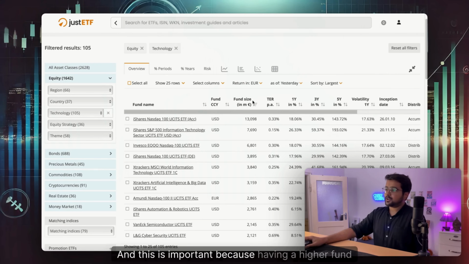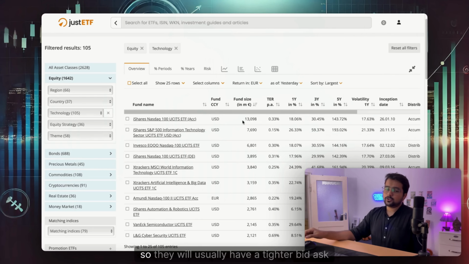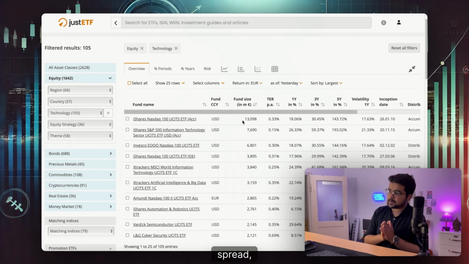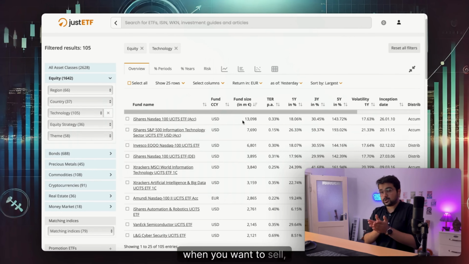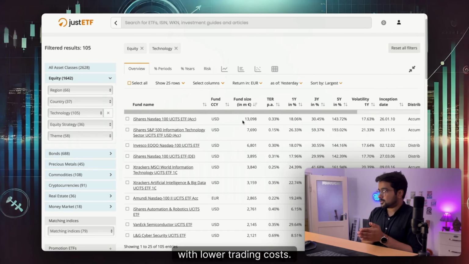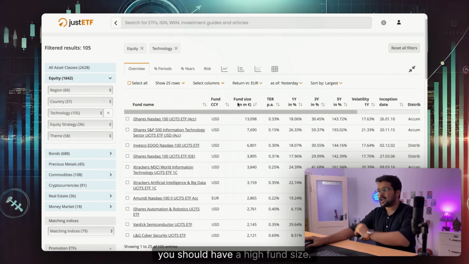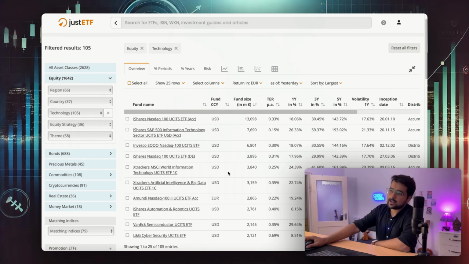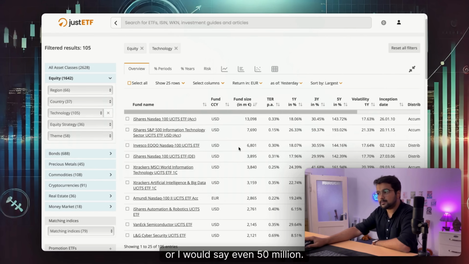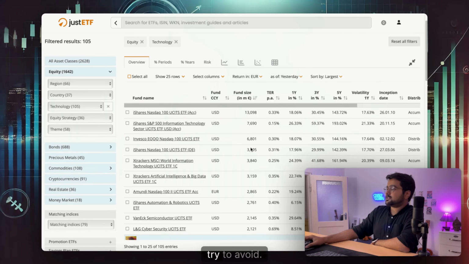And this is important because having a higher fund size means that the ETF has more liquidity. So they will usually have a tighter bid-ask spread, which means it is easier for you to sell the ETFs when the time comes when you want to sell, with lower trading costs. So keep in mind that you should have a high fund size. Here we see the first ones have 13 billion, 7 billion, 6 billion. This is a really large fund size, but as a rule of thumb, I prefer not to go below 10 million, or I would say even 50 million. So anything below 50 million, I try to avoid. But again, if you see a great opportunity, you can consider it.